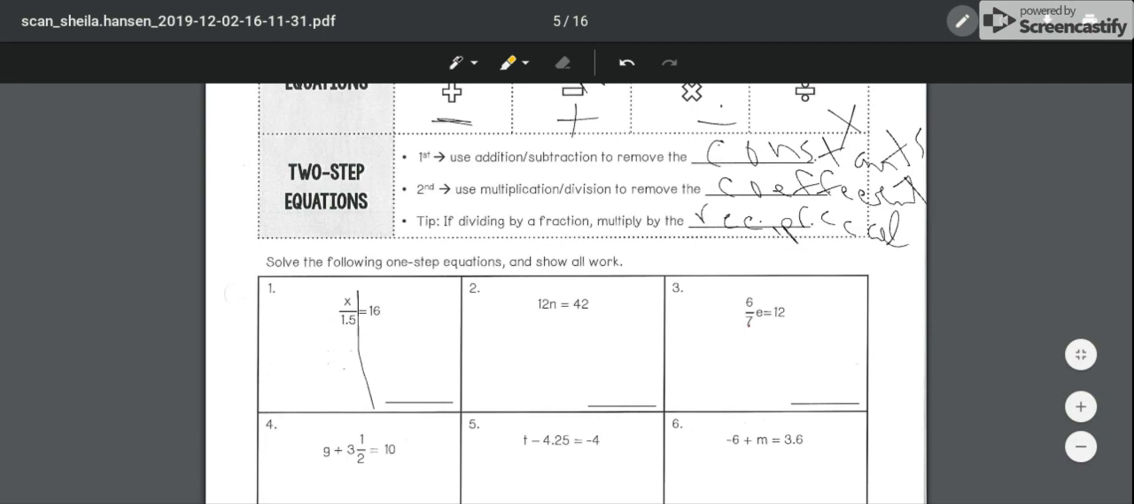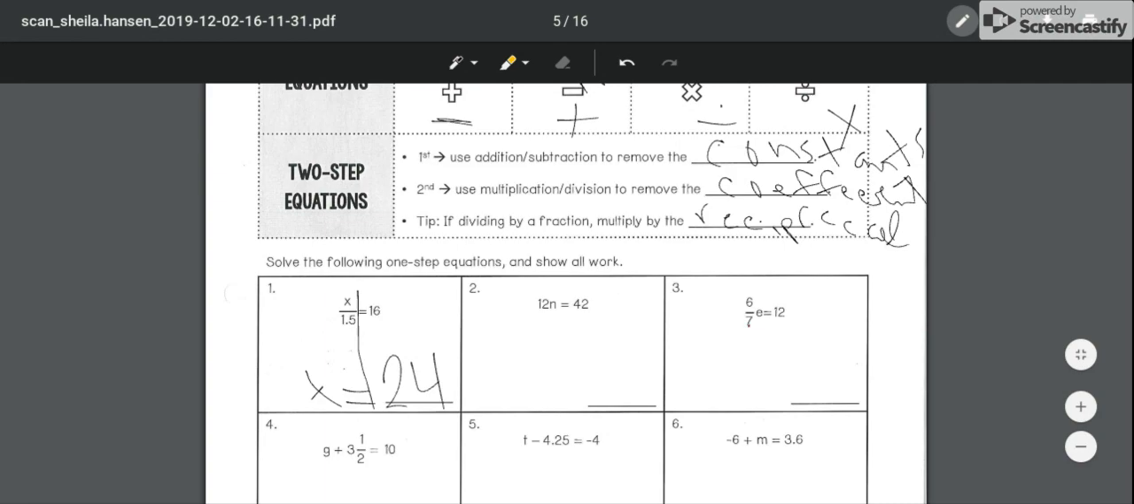So here we're dividing by 1.5. So the opposite is to multiply by 1.5. And when you do that, and again, you can use your calculator for stuff like that, it's 24. X equals 24. Okay, just don't use your calculator for little tiny problems, or you'll just forget your basic facts.